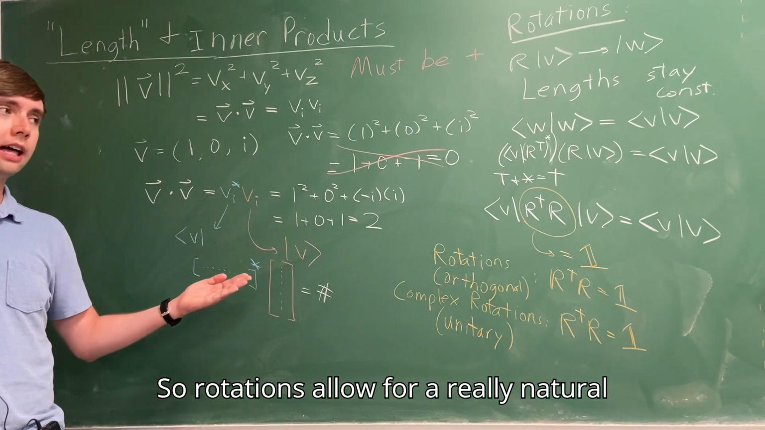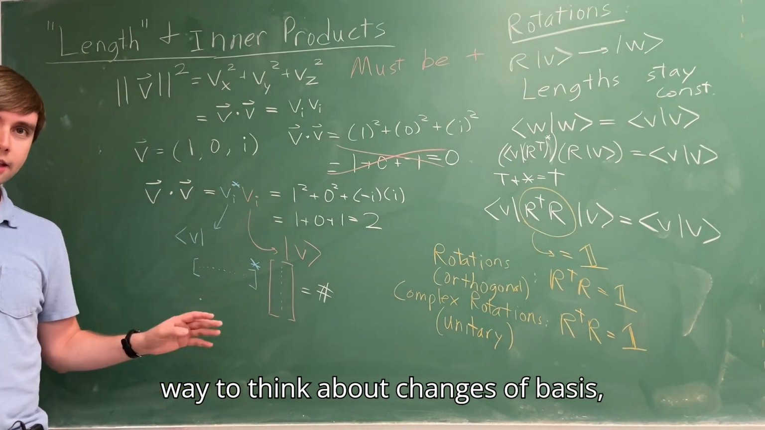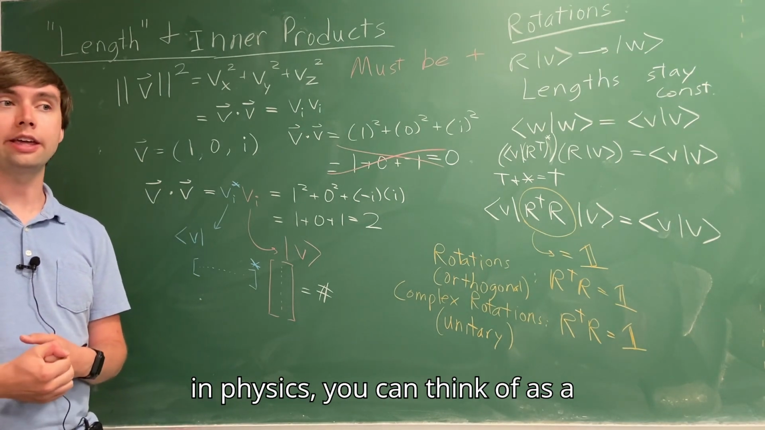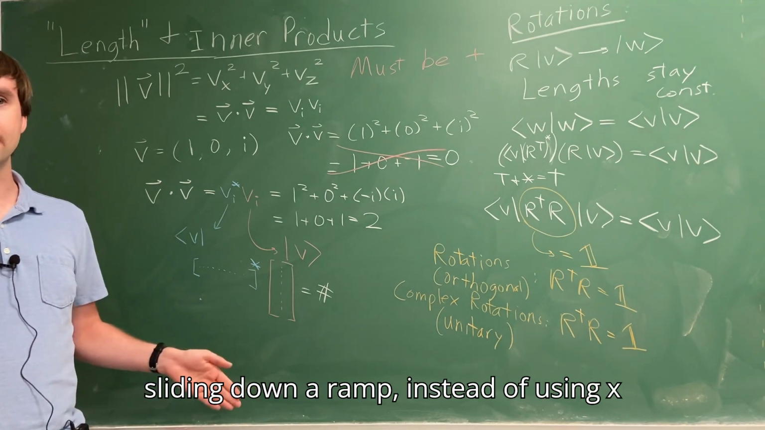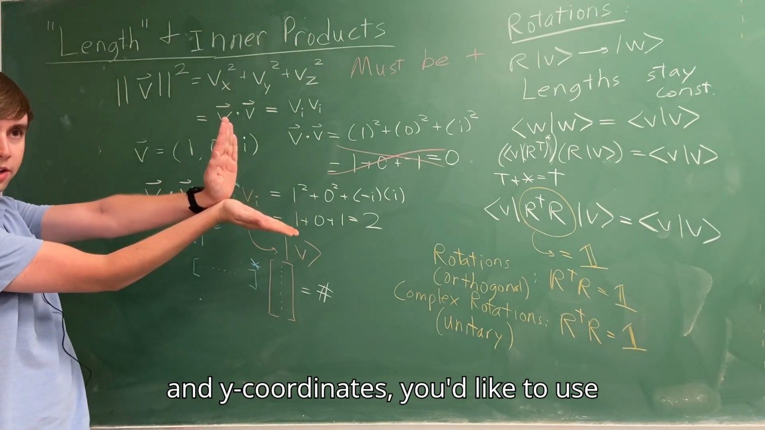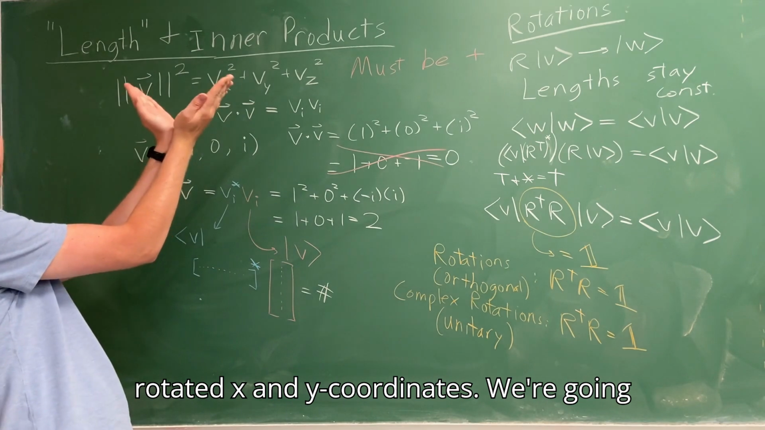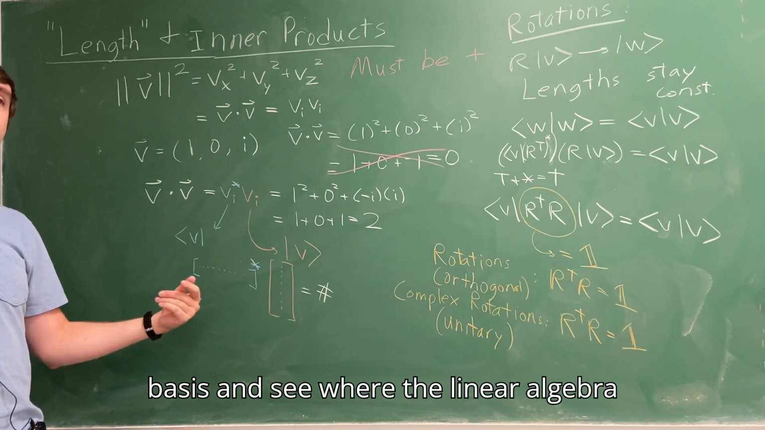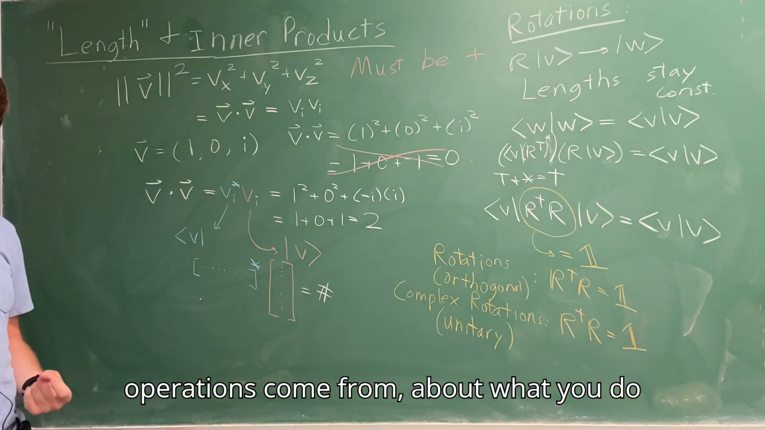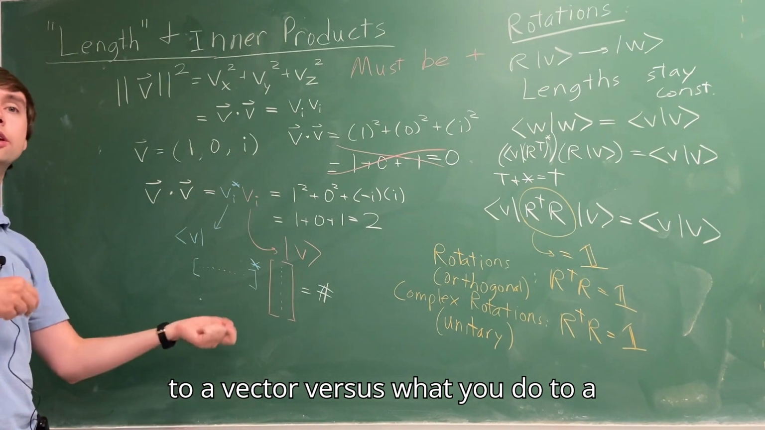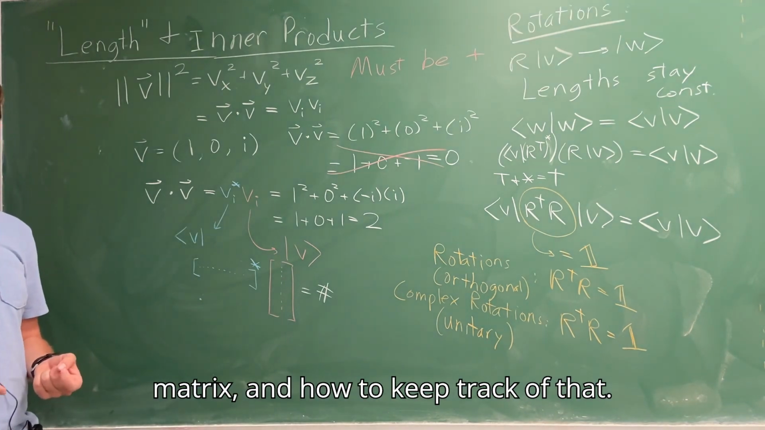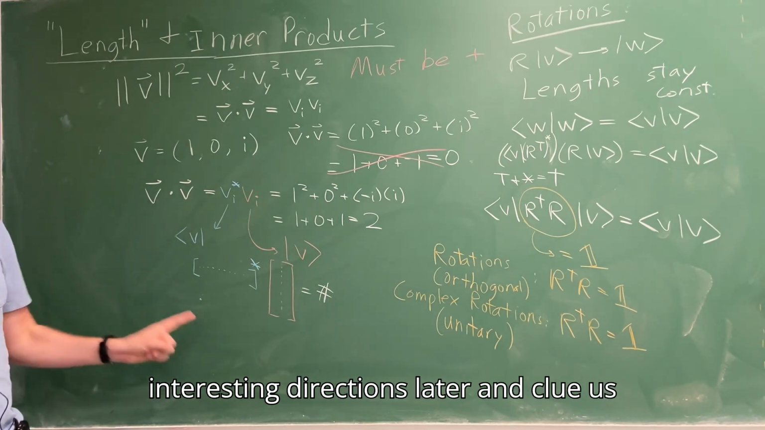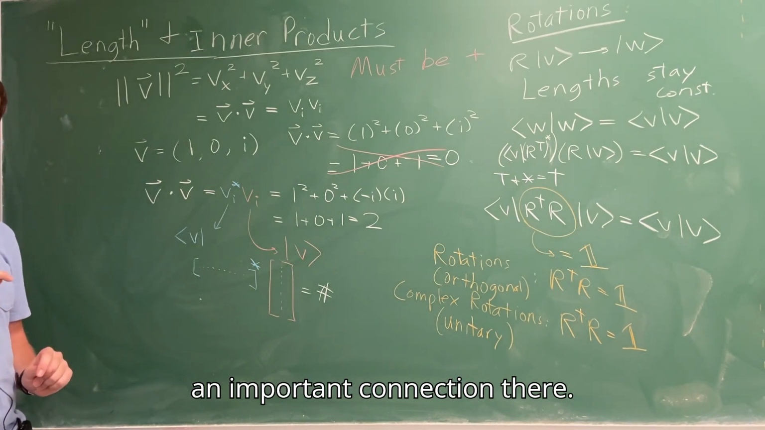So rotations allow for a really natural way to think about changes of basis, where a lot of the changes of basis we do in physics you can think of as a rotation, where if you have a block sliding down a ramp, instead of using x and y coordinates, you'd like to use rotated x and y coordinates. We're going to practice how to do those changes of basis and see where the linear algebra operations come from, about what you do to a vector versus what you do to a matrix, and how to keep track of that. And this will lead in some very interesting directions later and clue us into Fourier transforms, where there is an important connection there.